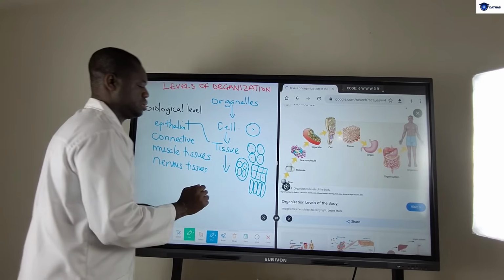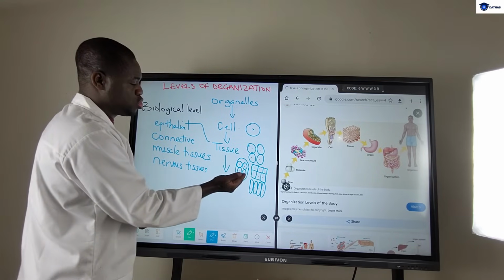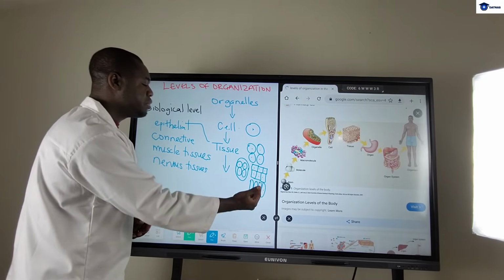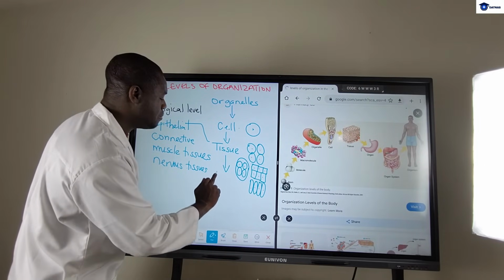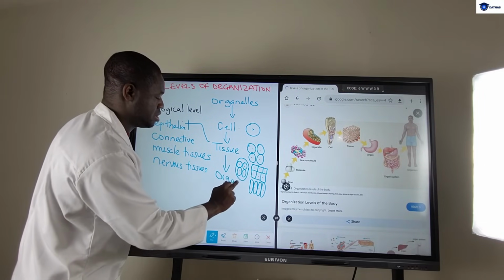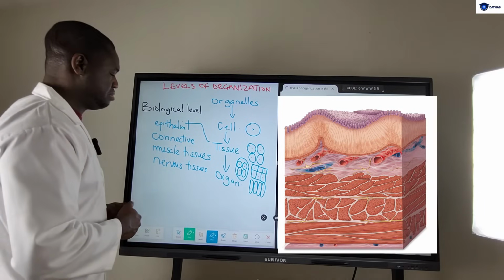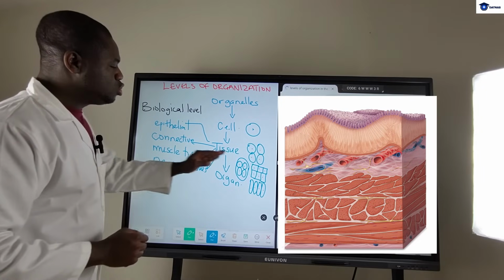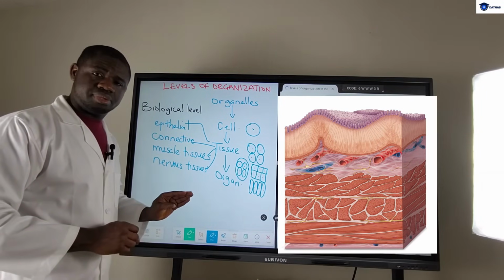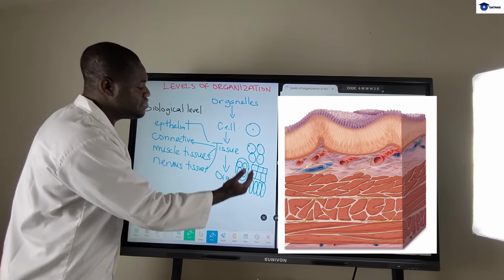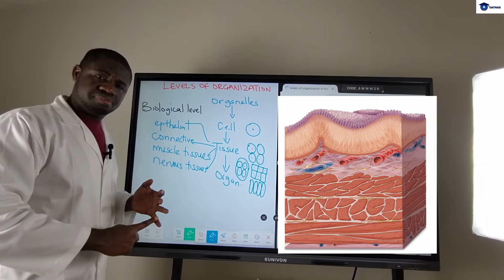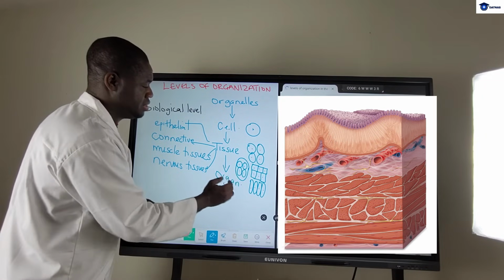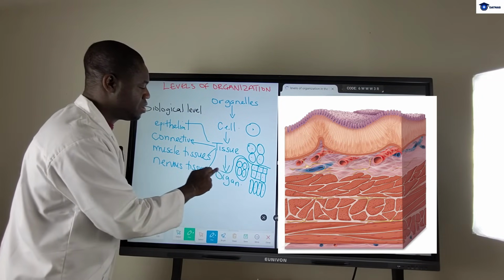So, two or more tissues of different sizes, different shapes, different functions form organs. Two or more tissues of different functions, different shapes, different sizes form an organ. So this is an organ.